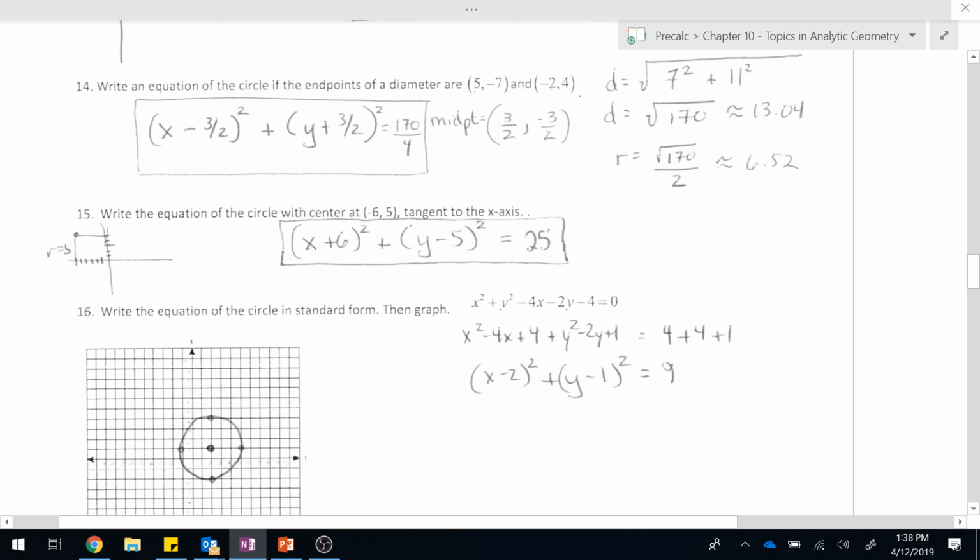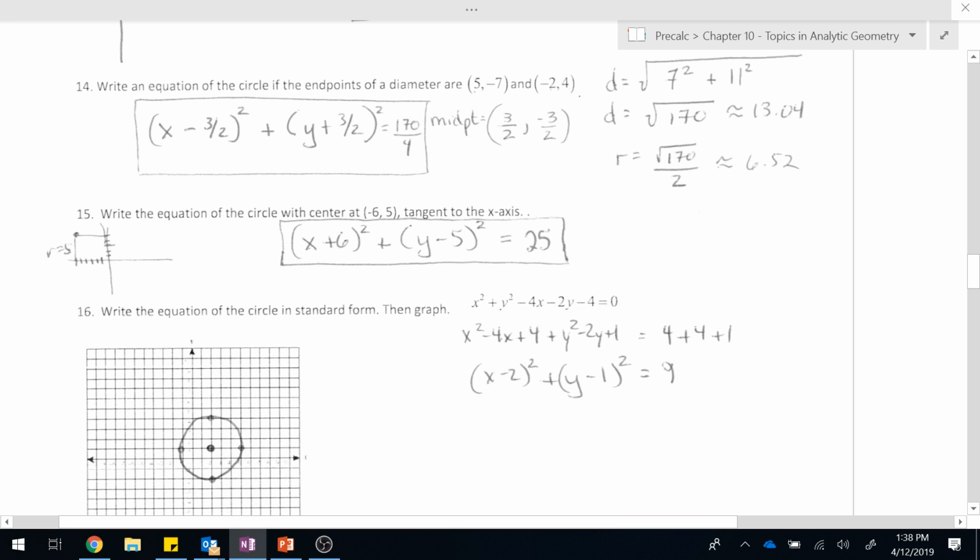Write an equation of the circle if the endpoints of the diameter are (5, -7) and (-2, 4). Tricky one. Was this one fun? Yeah, of course it was. All right, so diameter means you have 2 points on the end of the circle. What's in the middle of the diameter? The center of the circle is right in the middle of the diameter.